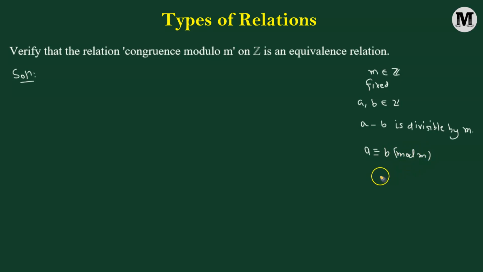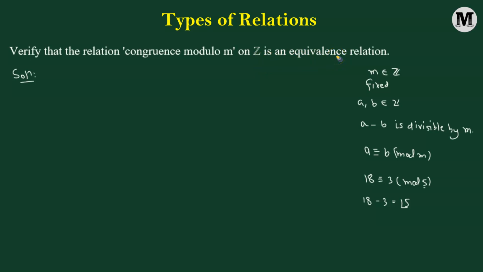To understand this, we'll take the help of an example. Here we will say that 18 is congruent to 3 with modulo 5. That's because if we take 18 and subtract 3, we get 15, and clearly 15 is divisible by 5. So 18 is congruent to 3 modulo 5. Okay.